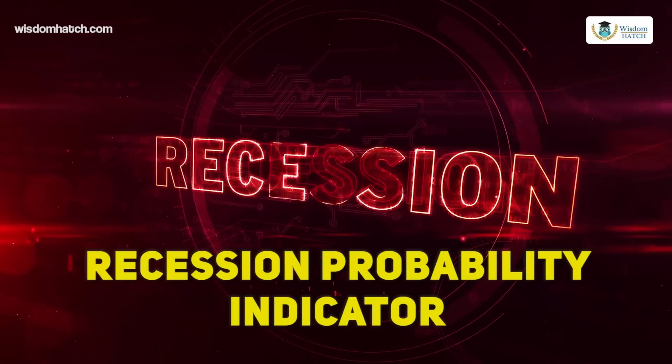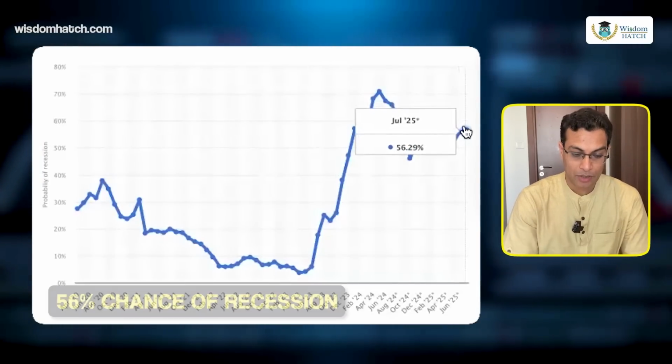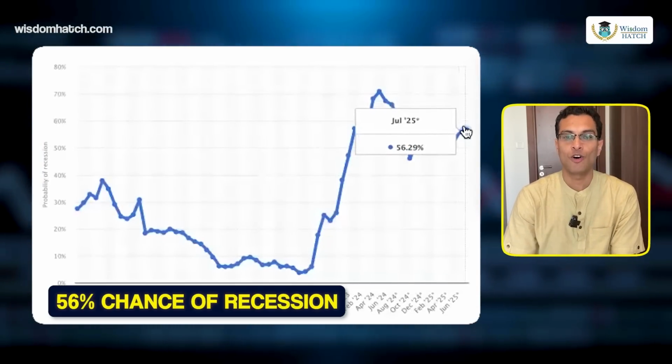Now this is very important because the talk of recession always keeps going on, whether a recession will come or not. Can we use some tools? So yes, we can, and there is a recession probability indicator, and let me just quickly show it to you. So here, what you will see is that right now there is a 56% chance of a recession.